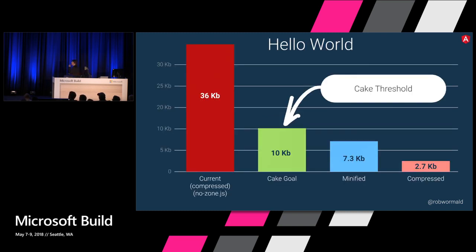My director, Brad Green, a year ago or so at our last big conference, put out this target to our team and basically said, look, we're today at 36K. This is compressed, right? Uncompressed, it's something like 150, 170K. This is where we are today. We want to get down to a level where we're under 10K, so that people can use Angular without thinking about this at all.